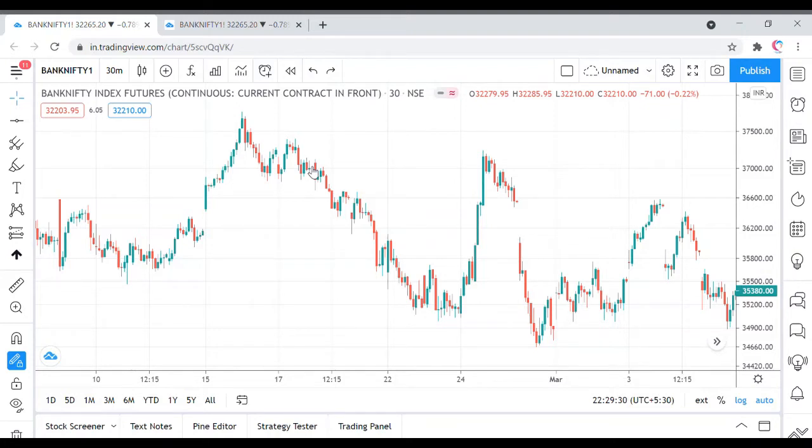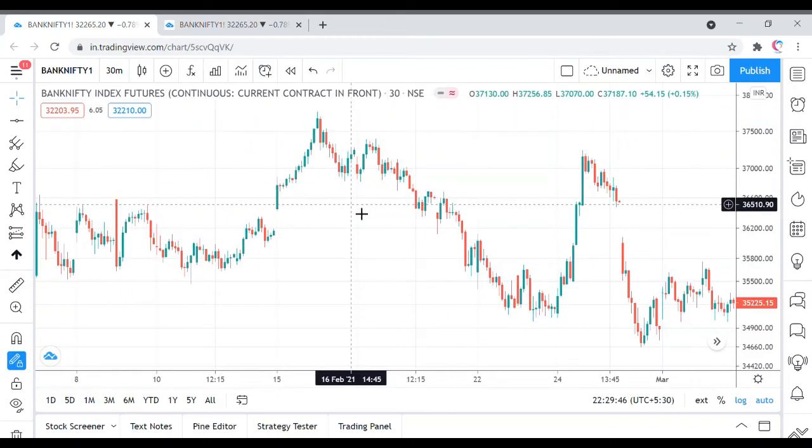For this strategy, you need to open the 30-minute chart of Bank Nifty Index Futures, like we have on our screen. The Bank Nifty Index Future has a lot size of 25. On the 30-minute chart, you need to open the futures contract chart. So what is this strategy?